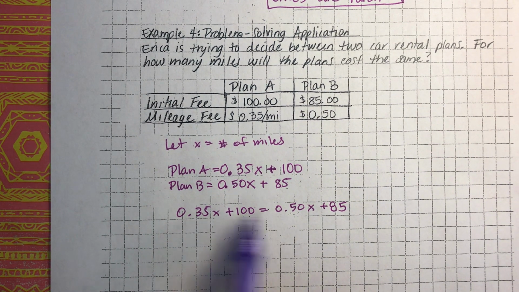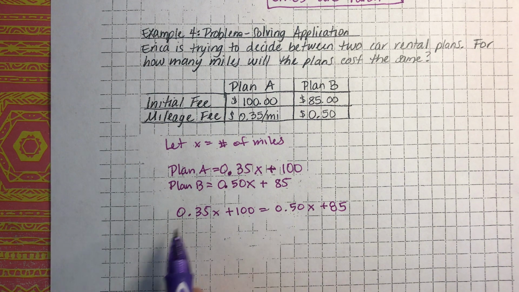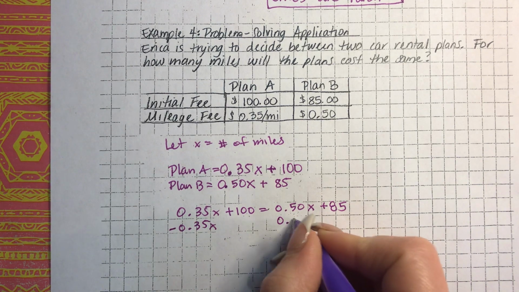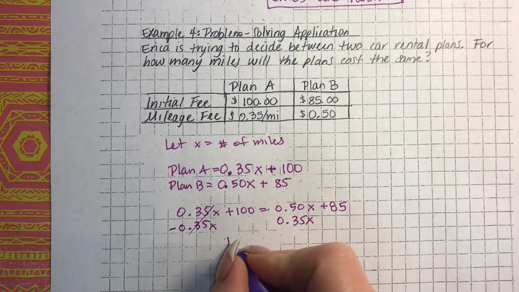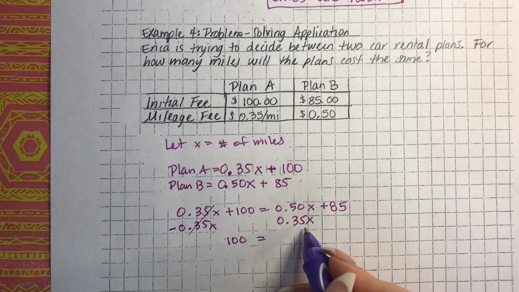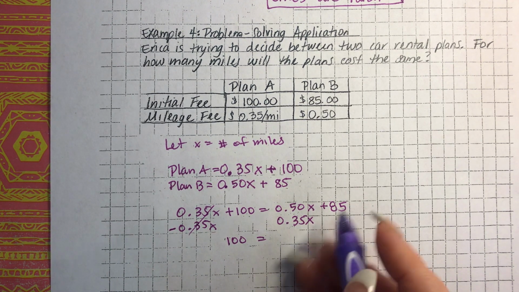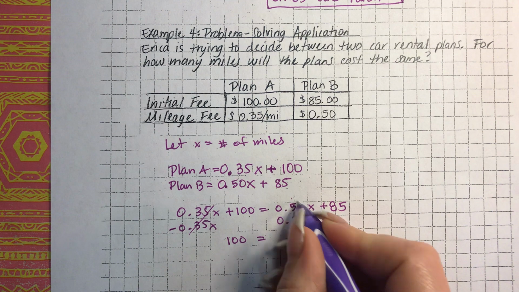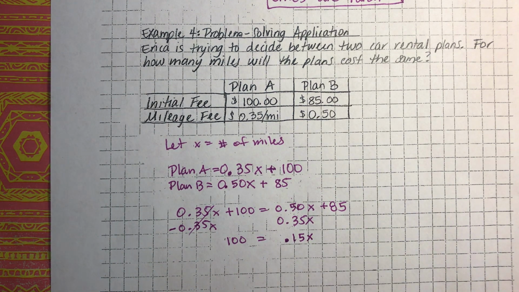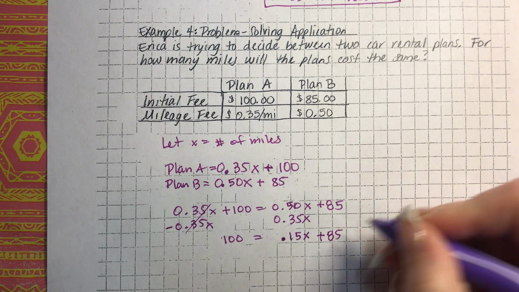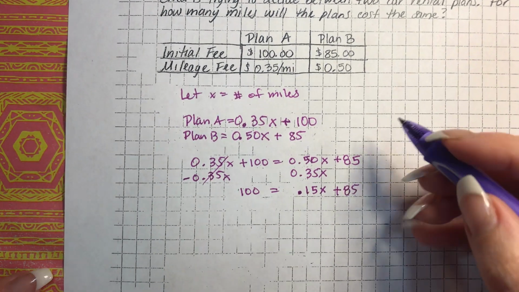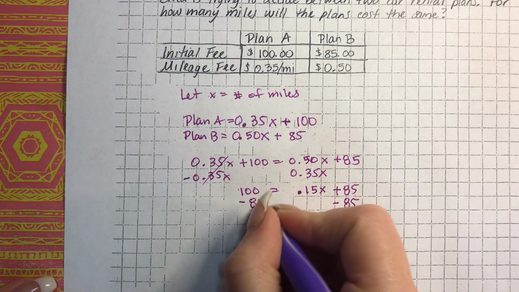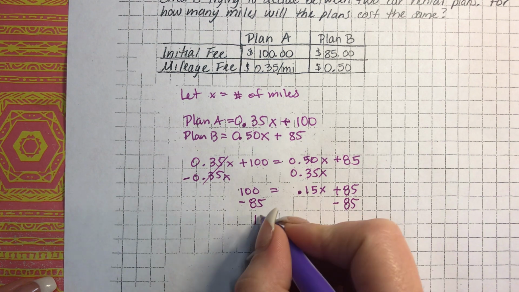So we always need to make sure that we get the variables on the same side first. So I'm going to move the smaller, which would be this 0.35. That cancels. That would be what? Would it be 15? So yeah, I think it would be, wow, that'd be 5. That'd make it a 4. Yeah, 0.15x. And then I just need to get the variable by itself, so I'm going to subtract the 85 from both sides. And then that ends up being 15.